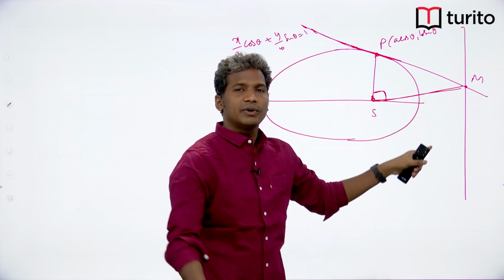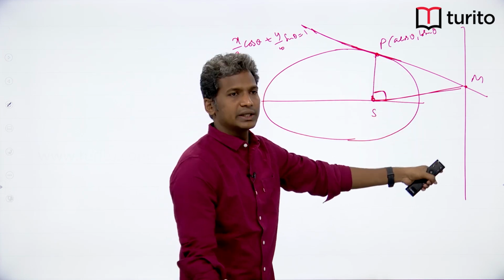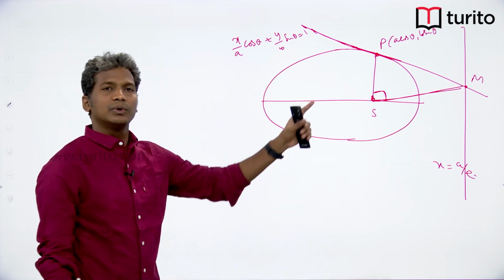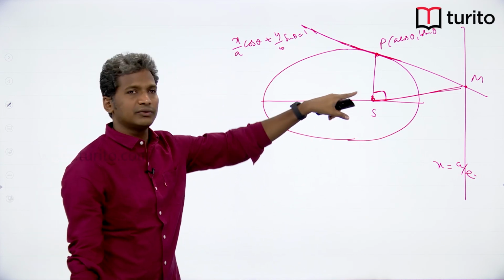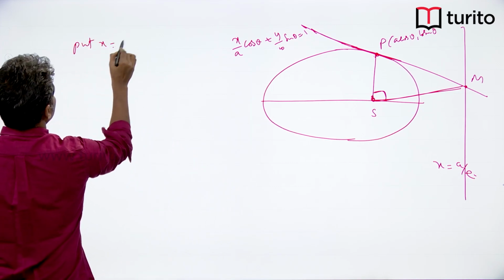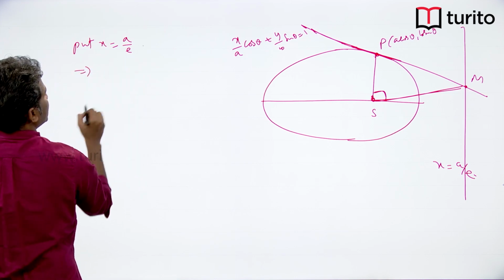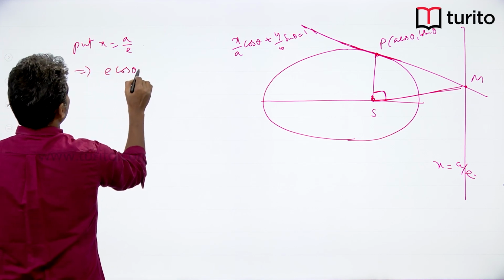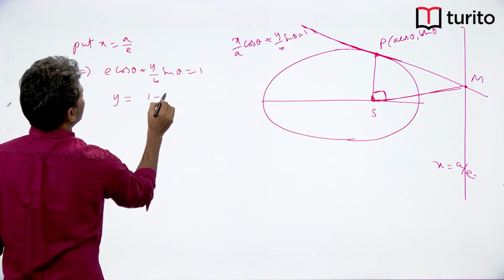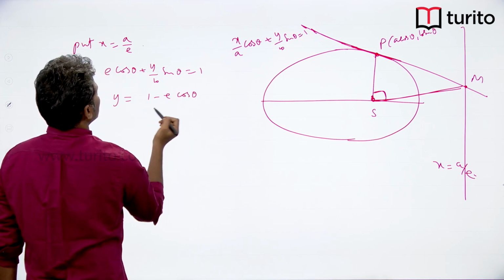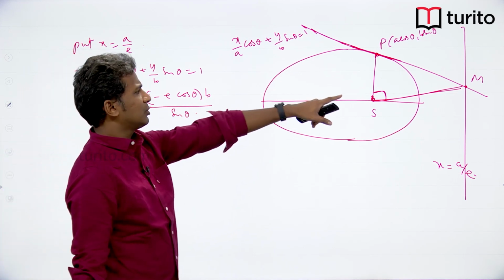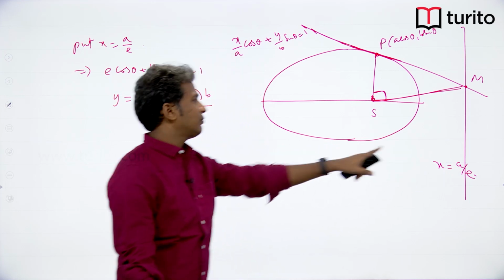Okay. So, now when I put it here, so basically I want to find out the point of intersection of this tangent with the directrix. So, when I put this value x equal to a by e in this, I will get one coordinate which is the y coordinate of M. Okay. So, if I just put this a by e, so what do I get here? I get e cos theta plus y by b sin theta equal to 1. So, we will get y equal to 1 minus e cos theta into b divided by sin theta. So, we got both coordinates of M, x coordinate is a by e, y coordinate is this.